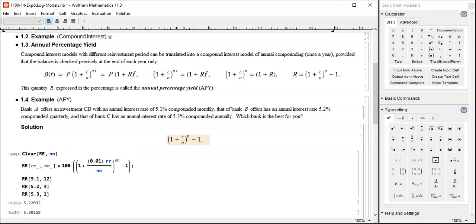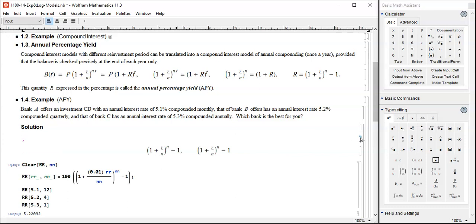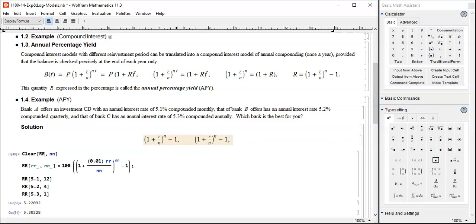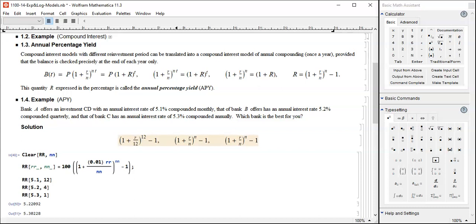So basically, we are comparing this 12 and 5.1%, and then this 4 and 5.2%, and then 1 and 5.3%. Calculate it and run your computation.